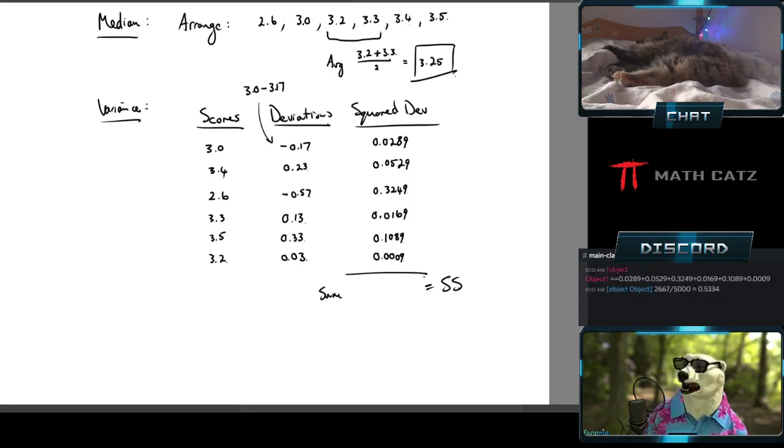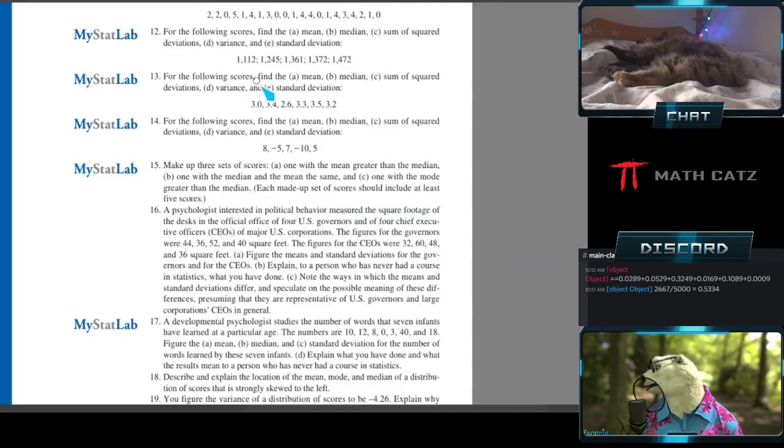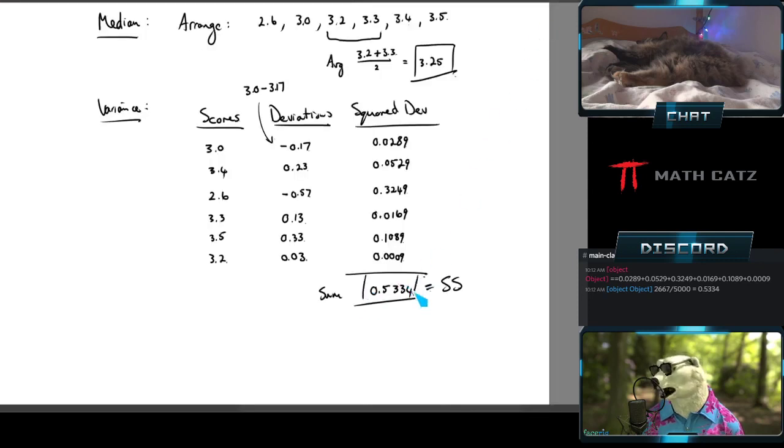Sum of the squares is 0.5334. Now this is one of the things that they are actually asking for. So I guess I'll put a box around it. Then the variance, which we will represent as d squared, is going to be, well, we're learning, right?